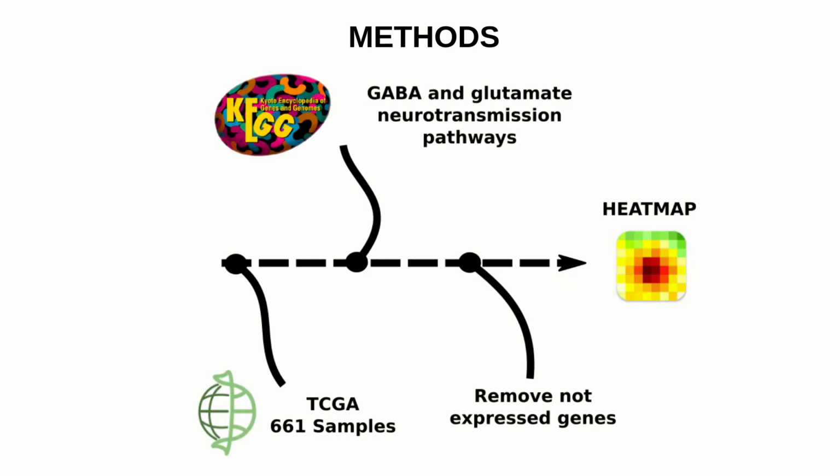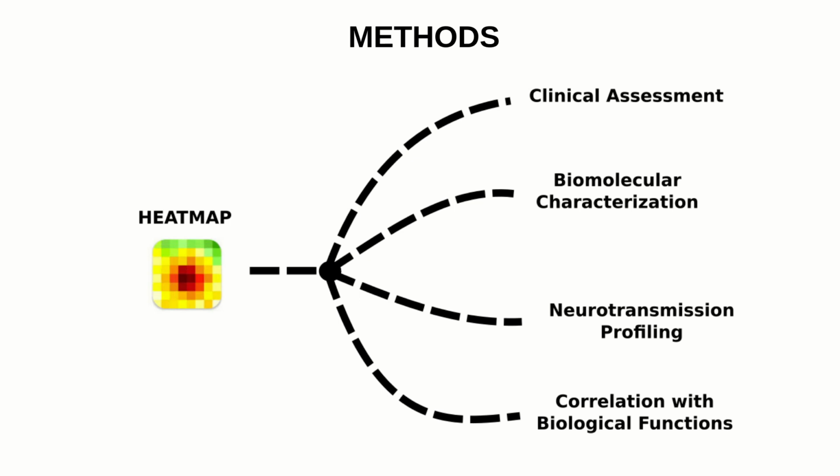We started our investigation by extracting 661 glioma samples from the TCGA. We also extracted the GABA and glutamate related genes from the KEGG metabolic pathway database. Then, we performed supervised clustering that allowed us to generate a heat map, and from this heat map, we were able to identify 4 specific distinct clusters. We then performed comparative bioinformatic analysis to characterize the nature of each cluster.